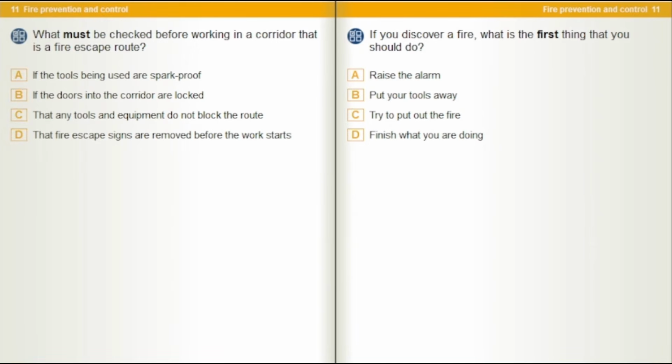If you discover a fire, what is the first thing that you should do? Raise the alarm. Put your tools away. Try to put out the fire. Finish what you are doing.